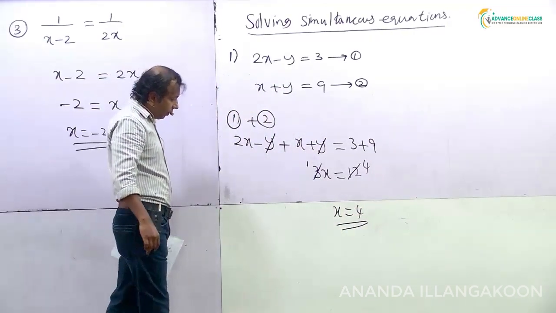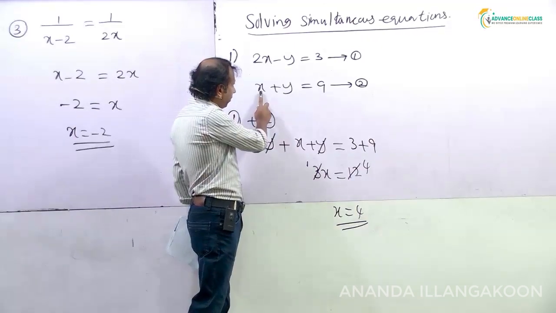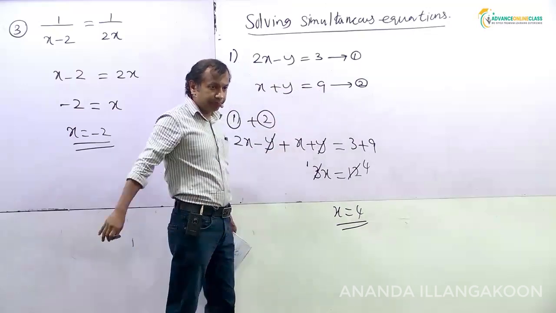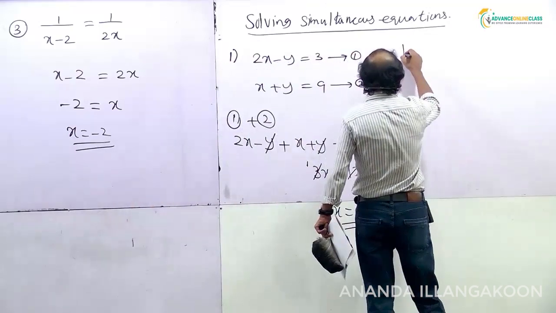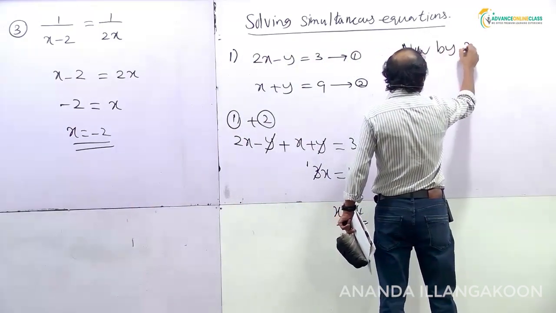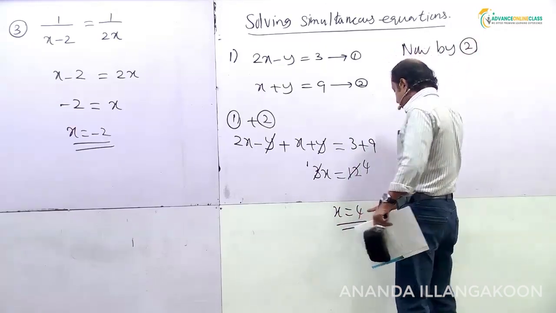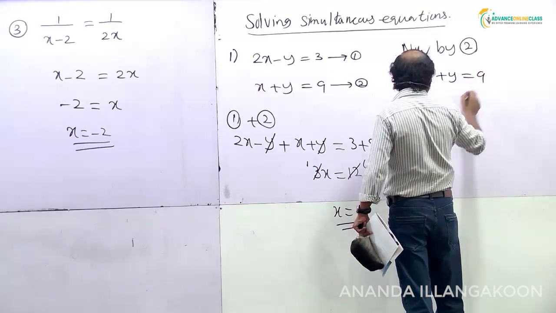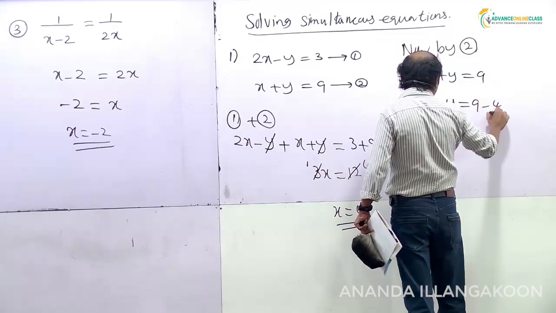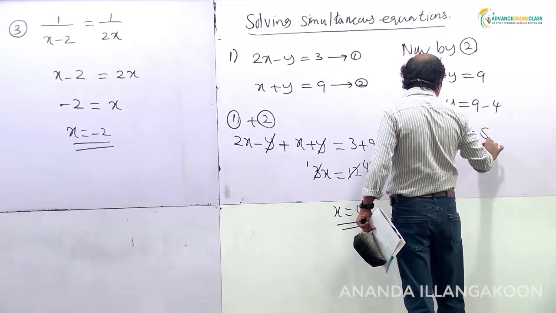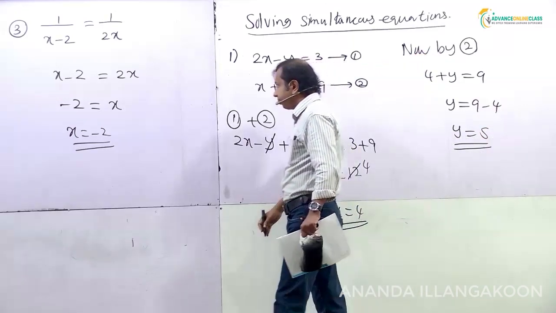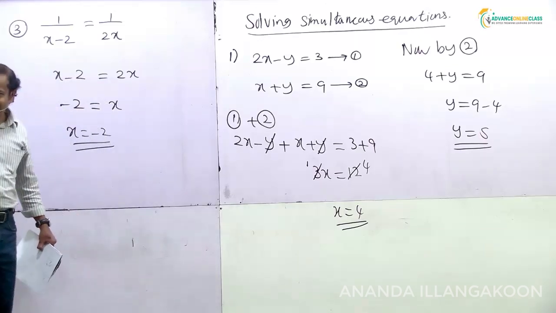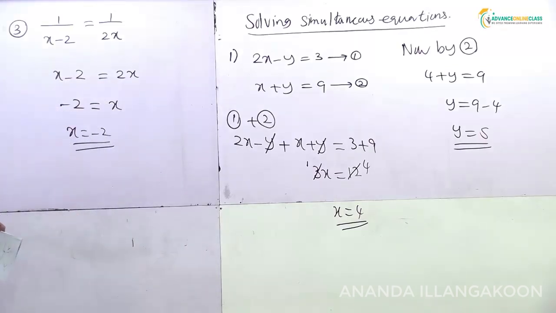Now, since x is found, put that x value in number 2 in the place of x and, taking the right hand side, find y. Now by 2, substitute x equals 4. 4 plus y equals 9. Y equals 9 minus 4. Y equals 5. The answers for x and y we found. Correct? Difficult to understand?